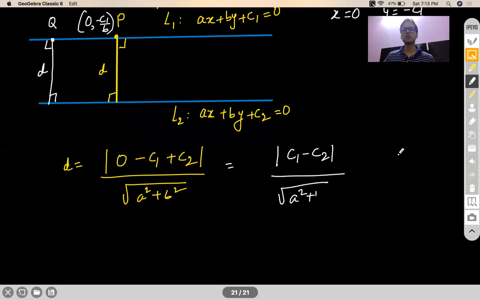So please make a note of this. This is your distance between two parallel lines. Please note it down. This is the distance between two parallel lines.